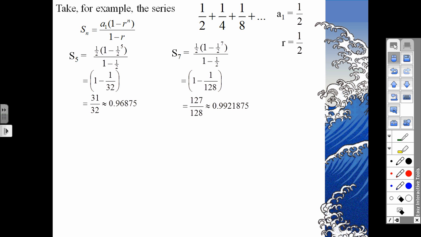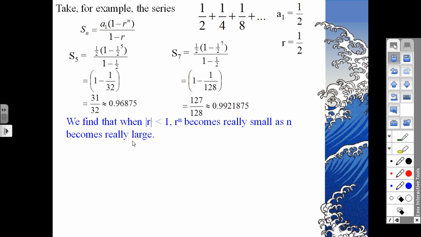And so let's take a look at why that is. Okay. So first of all, we're going to find that whenever your common ratio, and we're talking about the absolute value of the common ratio, whenever that is less than 1, your r to the n, which is this part of your formula right here, becomes really, really small when n becomes really, really large.